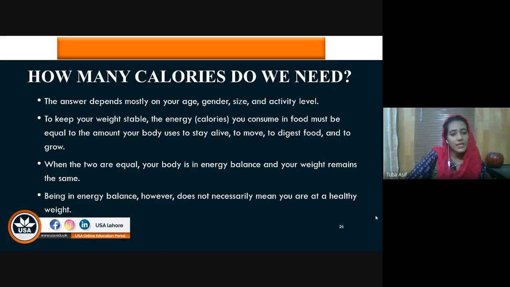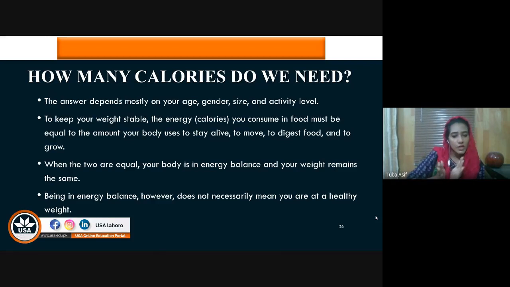To keep your weight stable, the energy you consume in food must be equal to the amount your body uses. Your body expends that energy for voluntary and involuntary actions. Voluntary actions may include running, doing chores, sitting, your posture, everything. Involuntary actions are the processes taking place all the time inside your body, the pumping of blood by your heart, the digestion of food, the movement of food, the bowel movements.